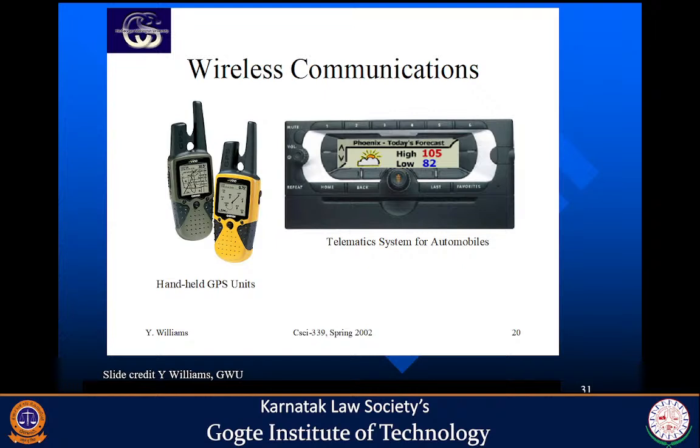Now, there are various examples of embedded systems. One of them is wireless communications. In that scenario, handheld GPS units are again a type of embedded system. Your telematics system, which is present in automobiles, is another one where you can see various types of telematics. You can get information about the weather. All of these are actually nothing but embedded systems.